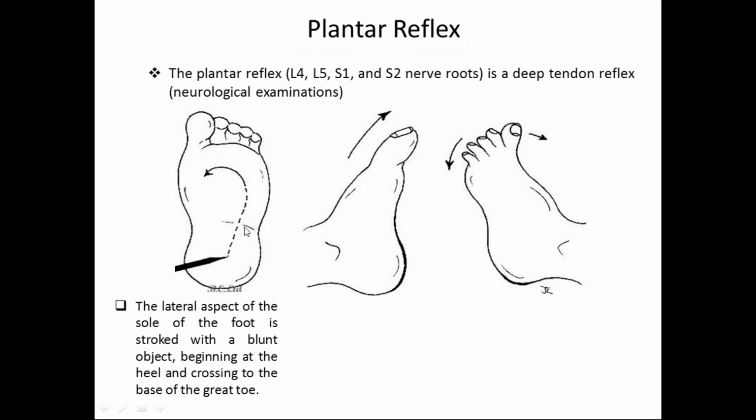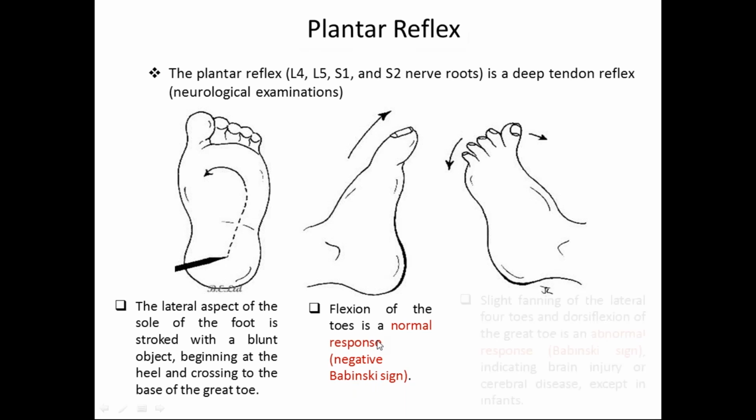During this stroking by the blunt object, flexion of the toes is seen in the reflex. This flexion of the toes in response to stroking with the blunt object is known as the negative Babinski sign, and this is a normal response.